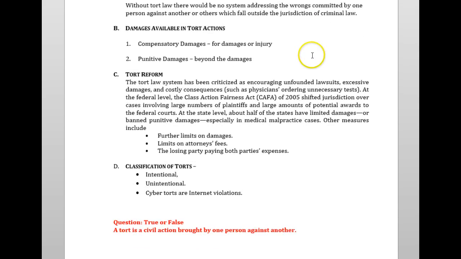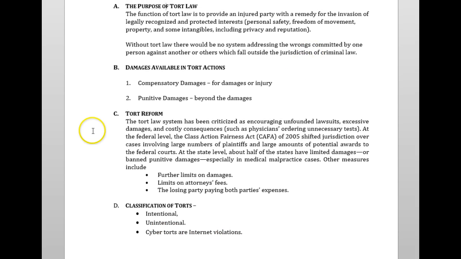There are two types of damages that come out of tort actions. One is compensatory damages, and that's just for the damage or the injury incurred. And then there are punitive damages, which go beyond the damages or injury incurred. Usually punitive damages are something that is very extreme. They use punitive damages to really punish the defendant, so that it never happens again.